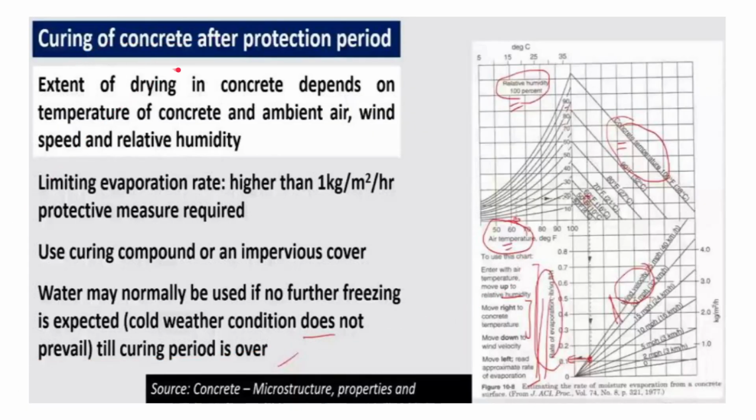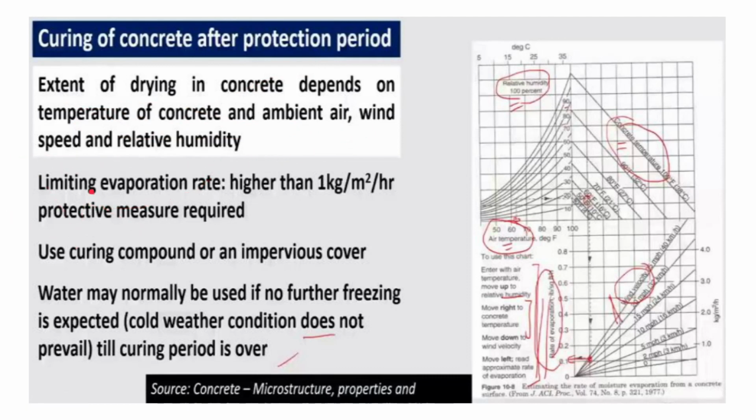Curing of concrete after the protection period. The extent of drying in concrete depends on the temperature of concrete and ambient air, wind speed, and relative humidity. This protection period is, as we discussed, the period till the concrete gains the early strength of around 3.5 megapascal as per ACI 306. But after the early hydration stage, the extent of drying in concrete will depend on temperature, ambient air, wind speed, relative humidity, etc.